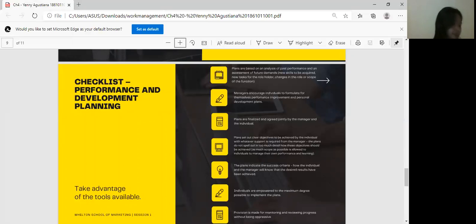Plans are finalized or agreed jointly by the manager and the individual. And plan sets out clear objective to be achieved by the individual with whatever support is required from the manager. The plan does not spell out in too much detail how this objective should be achieved, so as much scope as possible is left to individual to manage their own performance learning.